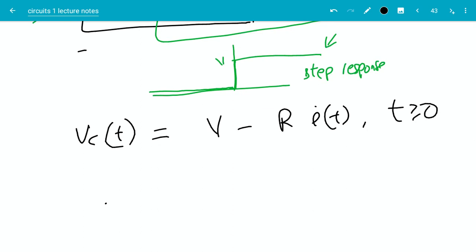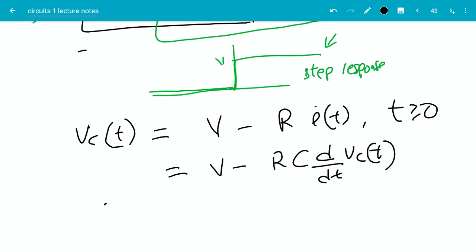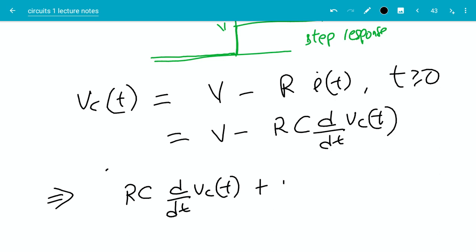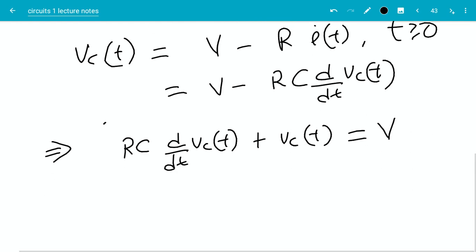There's one small part from physics we need. The right hand side, V minus R times I of t, is equal to C times the derivative of VC of t. Okay, so that's it. That's about circuits and physics, right? From here on it's all differential equations. So I'm going to rearrange this. I have RC times the derivative of the voltage plus VC of t, and this will be equal to V, right? So if you notice, this is a first order differential equation.